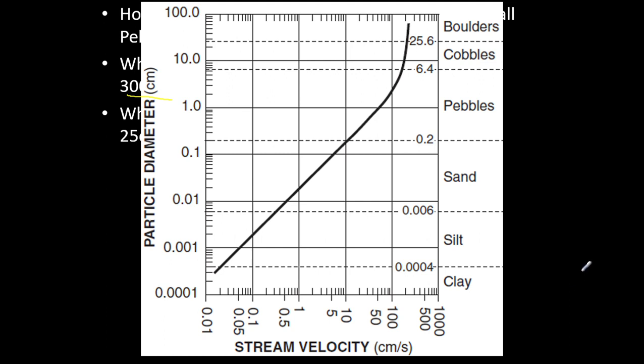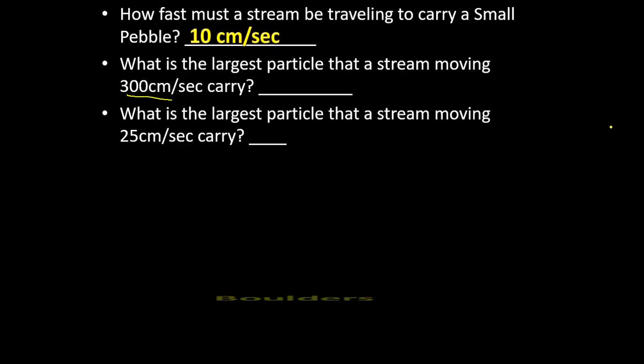So if that's 300 centimeters per second, I'm now going to follow this straight up, right? As straight as I could possibly get to right about here, which is where it touches, right? And the largest particle it's going to carry is going to be a boulder, right? And I apologize, my line got a little crooked, all right? It's right here, that's where it should be. So we're going to touch up there in that space, so we have a boulder, a fairly big object, right?